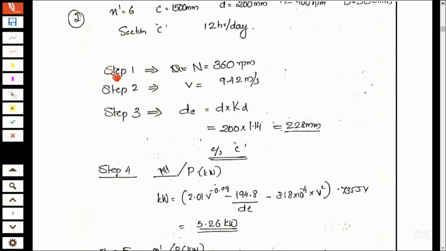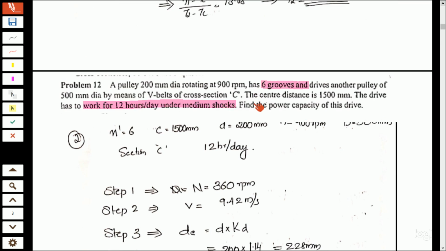So step number 1, finding the unknown value. The unknown value is capital N. It is going to be 360 rpm. The velocity is going to be 9.42. And what is the velocity ratio? Well, the velocity ratio is going to be, 200 is the smaller d and 500 is the capital D. So 500 divided by 200, so 5 divided by 2, it is going to be 2.5. Okay, so velocity ratio is 2.5.